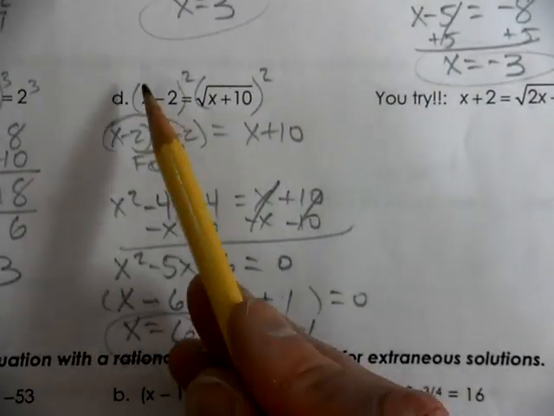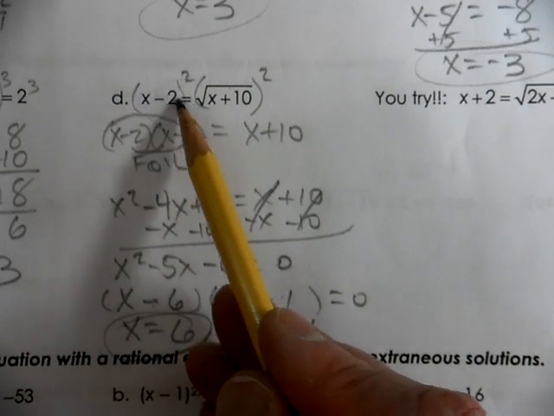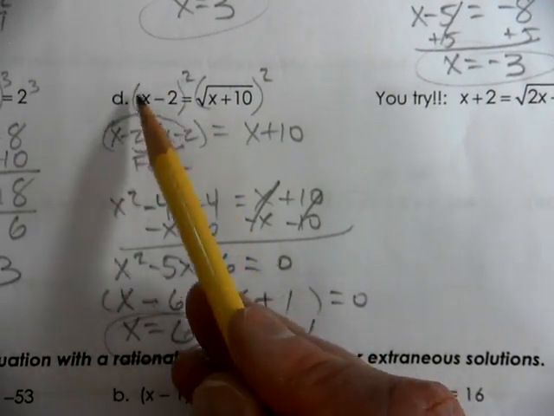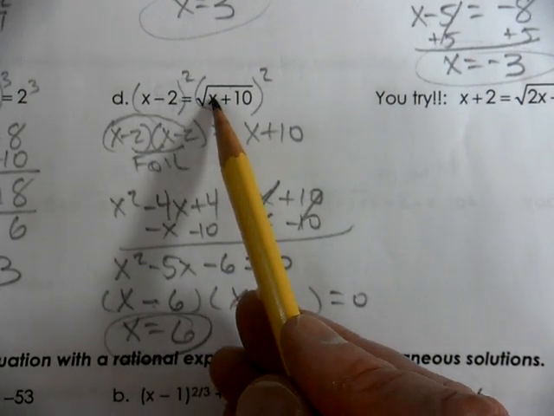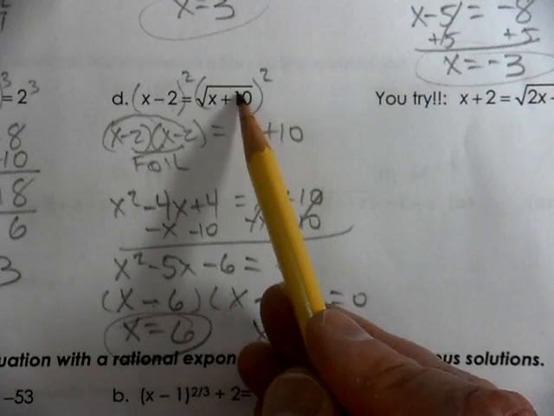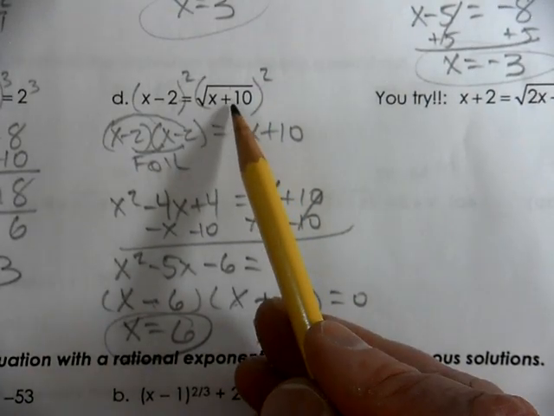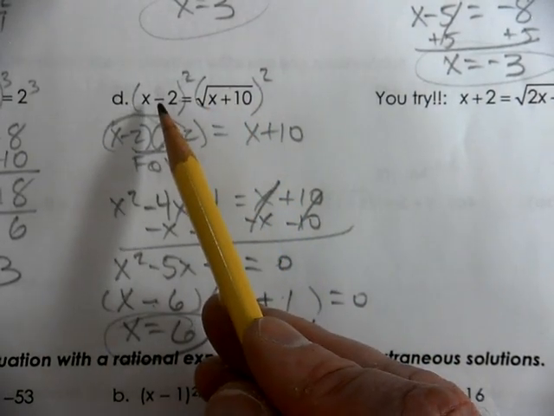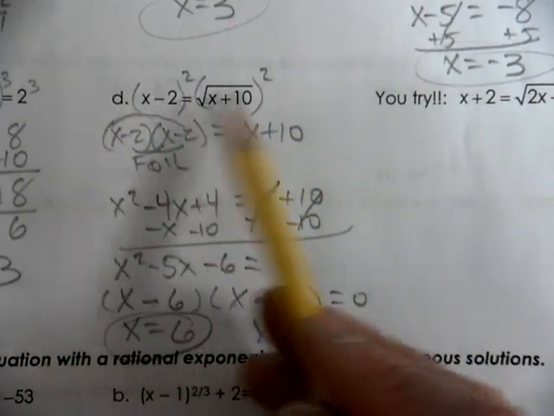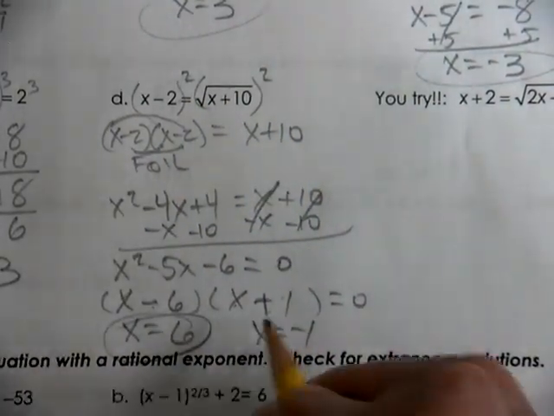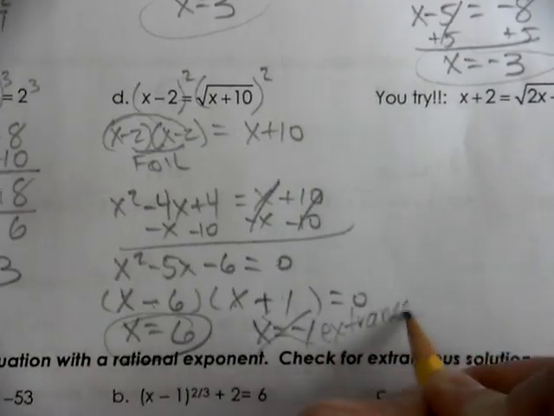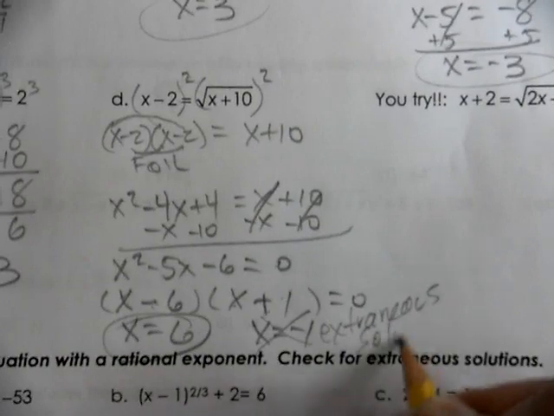The negative 1 you plug in. Negative 1 minus 2 gives us a negative 3 on this side. Plug the negative 1 into your radical, and you get 10 minus 1 is 9. Square root of 9 is 3. It's not negative 3. It's not a plus or minus thing. So that did not work. So we put an X through that. We call it an extraneous solution.